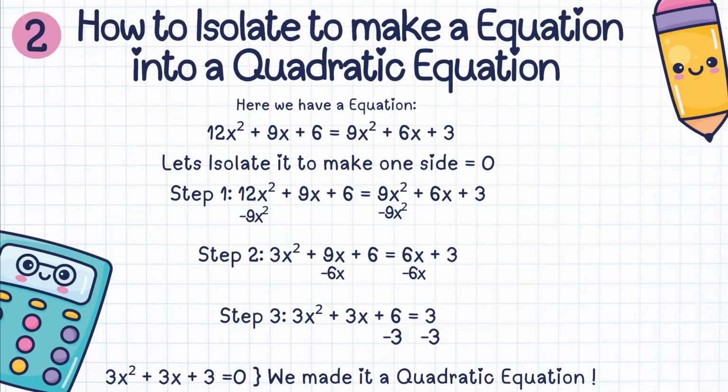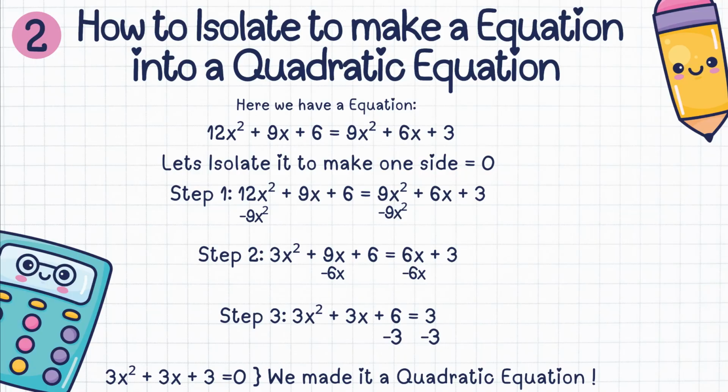Okay, let's move on to question number 2. How to isolate to make an equation into a quadratic equation. So here we have a normal equation, 12x squared plus 9x plus 6 equals 9x squared plus 6x plus 3. Let's isolate it to make one side equal 0. All we have to do is solve like a normal equation, but make one side equal to 0.